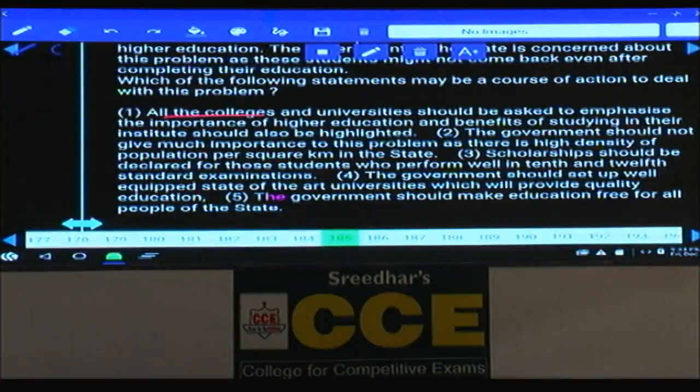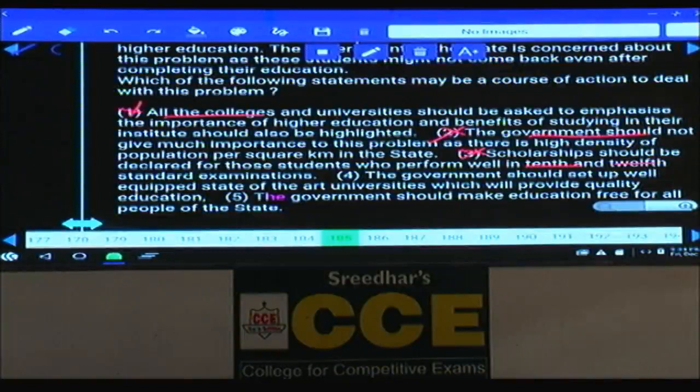What is the second one we have? The government should not give much importance to this problem. Must not give means it is not a course of action at all. Then coming to the third one. Scholarships should be declared for those students who perform well in the 10th and 12th standard. The above statement is talking about higher education, while here it is talking about 10th class and the 12th standard, which is nowhere related to this one. This is also ruled out.